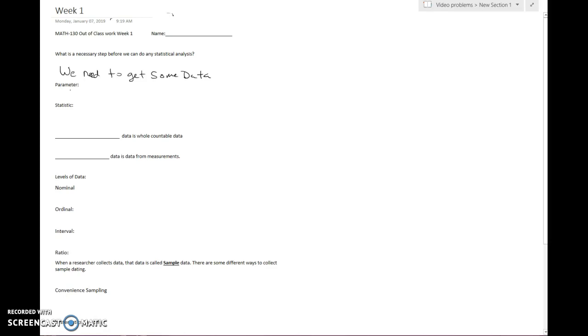Okay, so there are two types of data we could gather. We could gather parameter data or data that is a statistic. Parameter data is data from the whole population. So data from a population. A statistic is data from a sample.